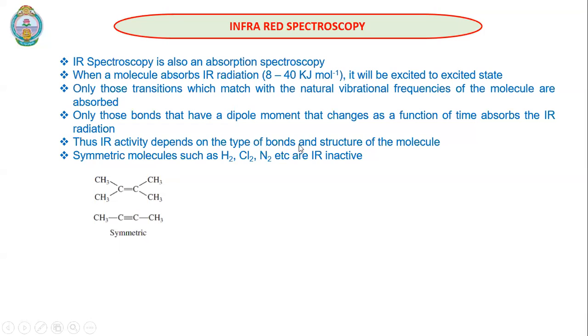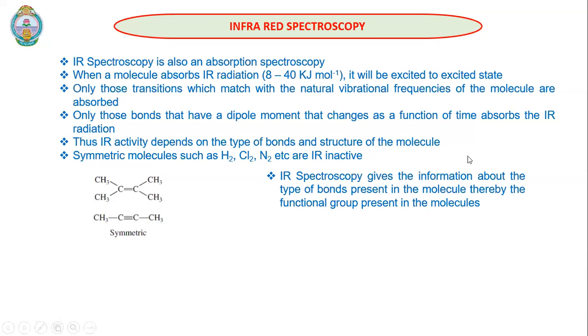Thus, IR activity depends on the type of bonds and the structure of the molecules. Based on the structure also, we can predict whether the molecule is IR active or inactive. For example, diatomic molecules like hydrogen, chlorine, nitrogen, oxygen are IR inactive because they have only one bond whose dipole moment is zero. So they don't have IR activity, so they don't exhibit an IR spectrum. Similarly, symmetrical bonds like C double bond C or C triple bond C, I am talking about double bond, okay? Because these are symmetric bonds, they don't exhibit an IR spectrum. That means when you take the IR spectrum of these molecules, the C double bond C stretching frequency or C triple bond C stretching frequency, we may not observe.